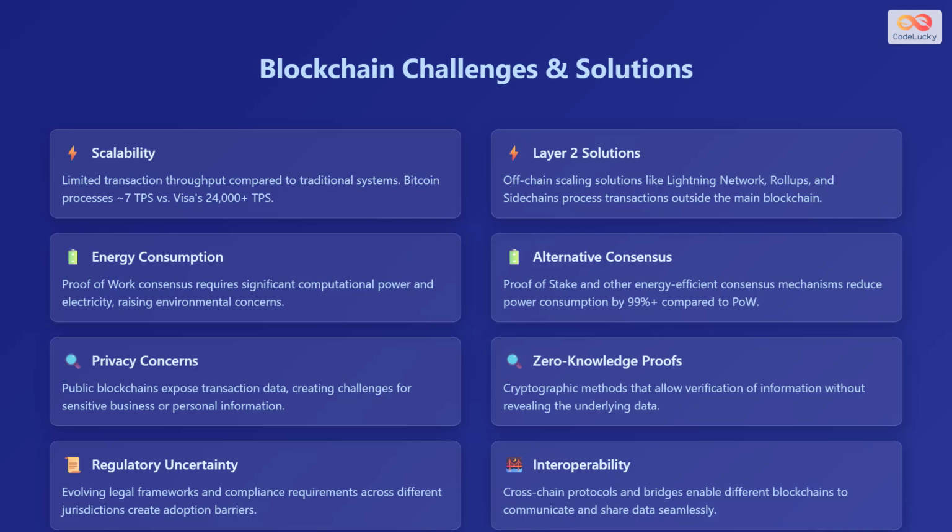Several solutions are being developed to address these challenges. Layer 2 solutions such as Lightning Network, rollups, and sidechains process transactions outside the main blockchain to improve scalability. Alternative consensus mechanisms like proof-of-stake reduce power consumption significantly compared to proof-of-work. Zero-knowledge proofs are cryptographic methods that allow verification of information without revealing the underlying data, enhancing privacy. Interoperability solutions, including cross-chain protocols and bridges, enable different blockchains to communicate and share data seamlessly.